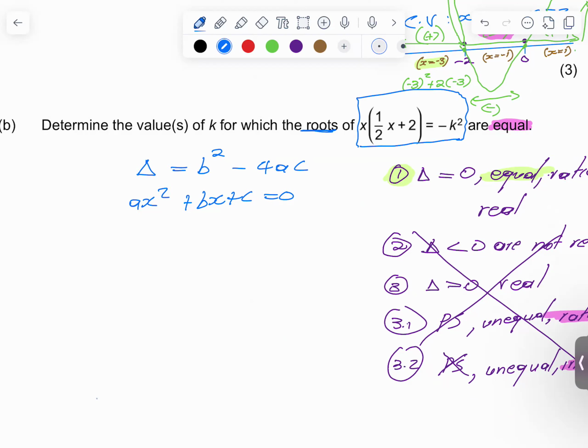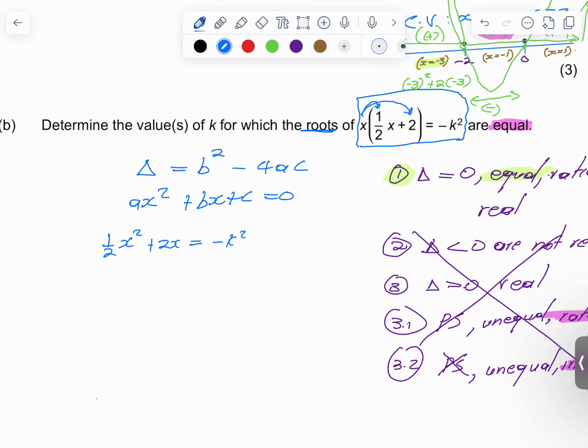So what are we going to do? Simplify. Multiply this out, break the bracket first. So it will give us x times x. So I will still have a coefficient of a half. X times x will give you x squared, because when you multiply variables, you just add the exponent. So 1 plus 1 is 2. And a constant, when you multiply it by a variable, you just attach the variable to the constant. And on the right-hand side, you will have negative k squared.